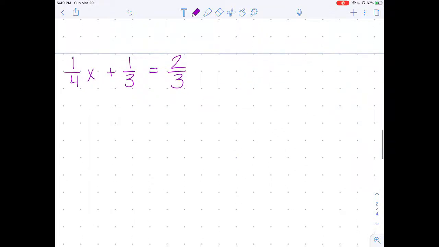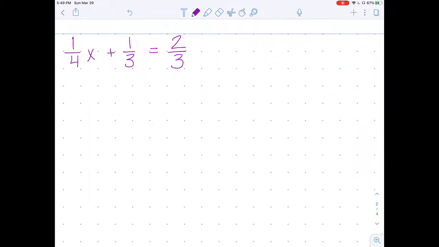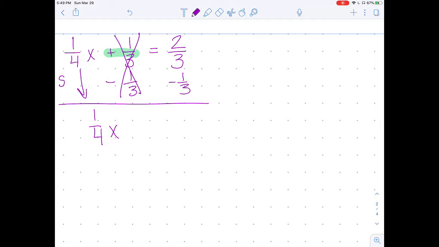Let's try one more example of this, just to make sure we really get it. Okay, so I've got 1/4 x plus 1/3 equals 2/3. Distribute, I don't have any distributing to do. There's no like terms to combine, so I can start at S and work backwards. So subtract or add. Right here I've got add 1/3. The opposite would be subtract 1/3. Do it on both sides. So I've got 1/4 x, these cancel out, equals 2/3 minus 1/3 would be 1/3.